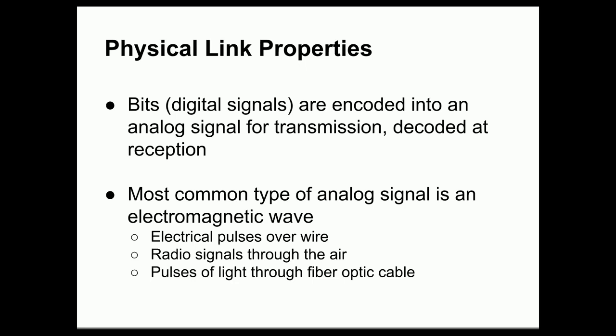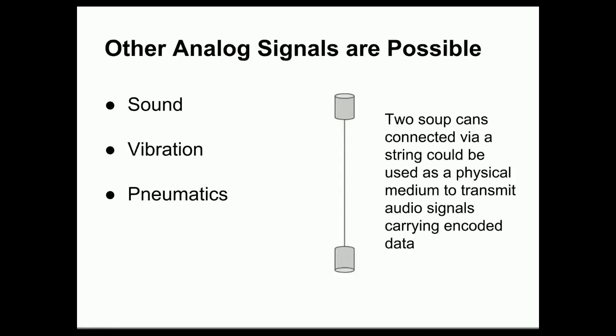The most common type of analog signal that we use for this purpose is an electromagnetic wave. The reason why we like to use electromagnetic waves is that they typically travel at the speed of light through a vacuum, or relatively close to the speed of light through other materials, and so they're fast. Different types of electromagnetic waves can be used. We have electrical pulses over wire, radio signals that can be transmitted through the air, or pulses of light that can be transmitted through a fiber optic cable. It is possible to use other types of analog signals, however. We could use sound, we could use vibration, we could use pneumatics.